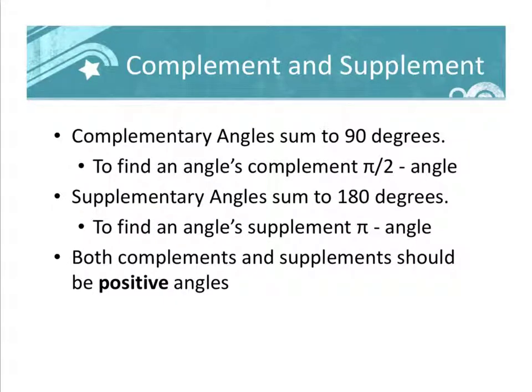Alright, so complement and supplement. Complementary angles sum to 90 degrees. And in order to find the angle's complement, you're going to take pi over 2 minus the angle, or 90 minus whatever that angle measurement is. In order to find the supplementary angles, remember that they sum to 180 degrees, and remember that's equivalent to pi, so I can also do 180 minus whatever that angle is, or pi minus the angle. Both complements and supplements should be positive angles.